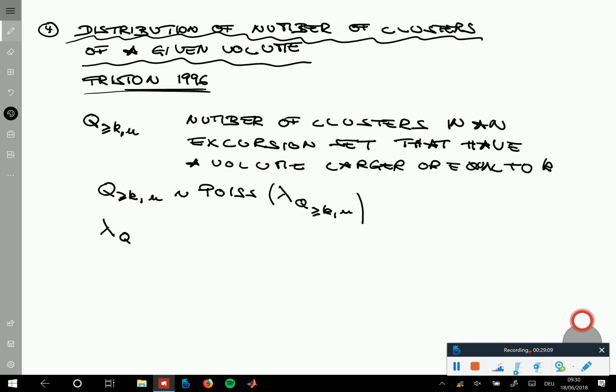and this parameter, which of course because it's a Poisson distribution, parameterizes the expected value of this random variable, is defined as the expected number of clusters times the probability that a cluster takes on a volume larger than K.